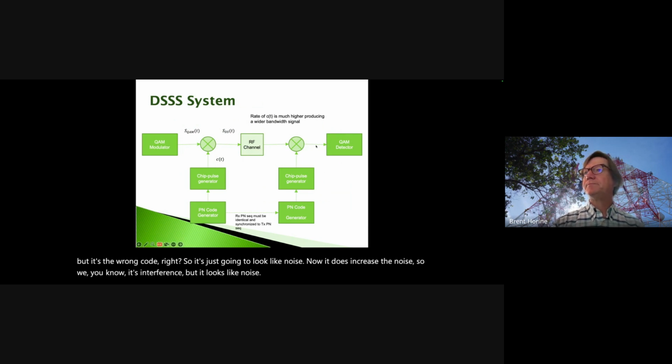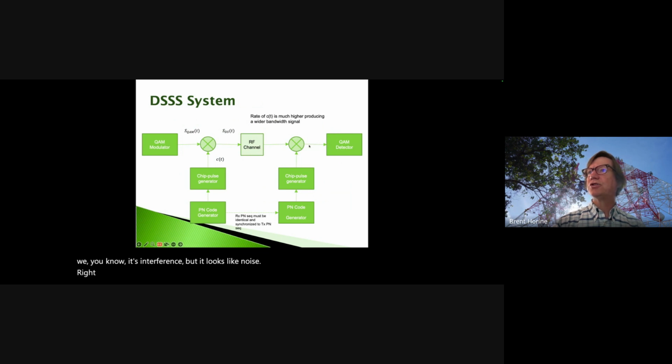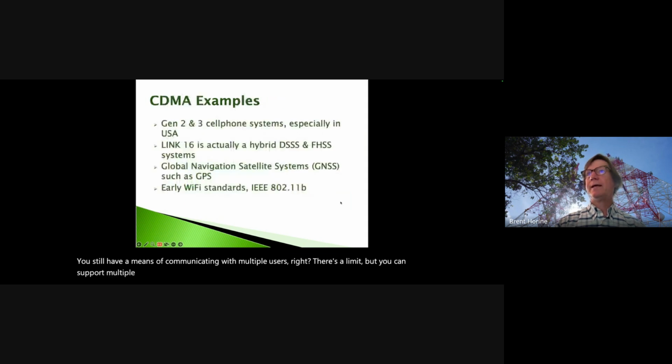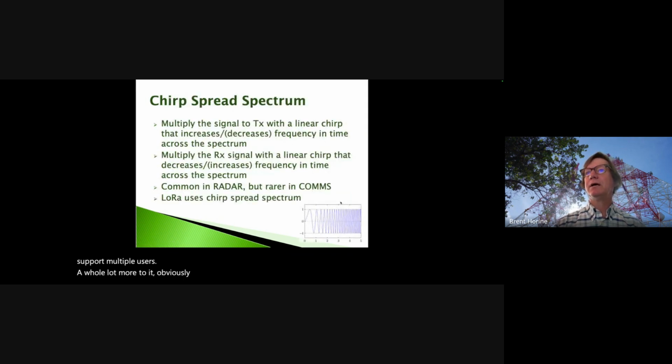And so your signal to interference and noise ratio is going to degrade with lots of other users in this channel, but you still have a means of communicating with multiple users, right? There's a limit, but you can support multiple users. A whole lot more to it, obviously, but we'll limit it there.